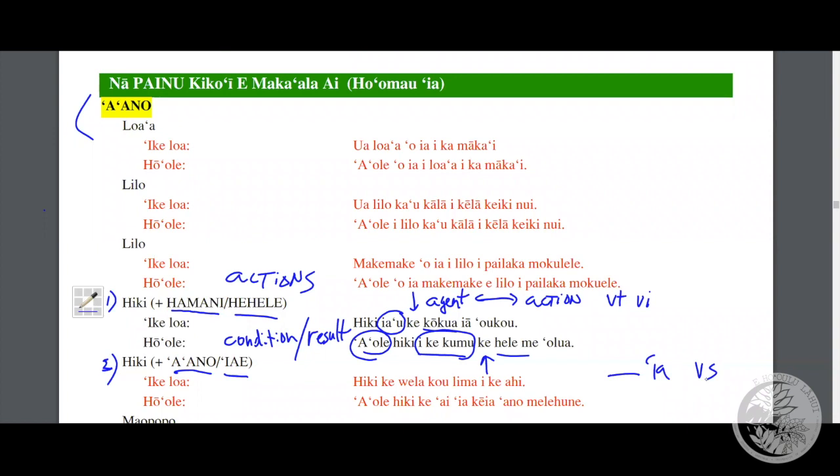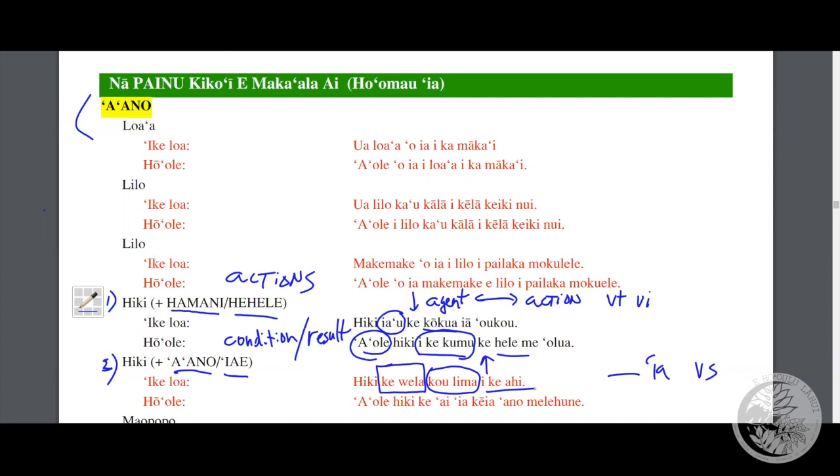So if we look at the second ones below in red, you notice what happens here: Hiki ke vela ko lima i ke ahi. You notice the subject is not an agent. In other words, it's not responsible for an action. There is no action here. Your hand can be hot or heated, or in English you'd probably say burnt. From what? From the fire. In translation, it might be something like, your hand can be burnt by the fire.